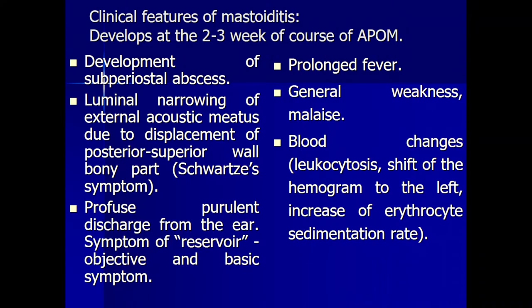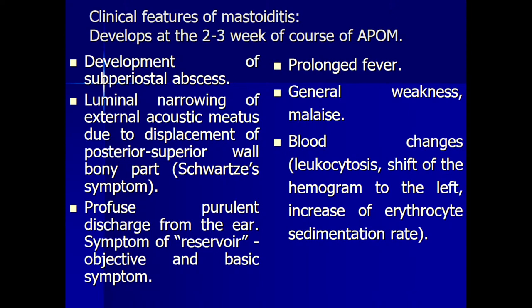Development of a subperiosteal abscess may be a stage of the formation of mastoiditis. In this case, you may palpate and reveal fluctuation of the post-auricular area. In some diagnostic procedures, we may perform puncture of this area. Luminal narrowing of the external acoustic meatus due to displacement of the posterior superior wall of the bony part is the Schwartze symptom. It is revealed by otoscopy.